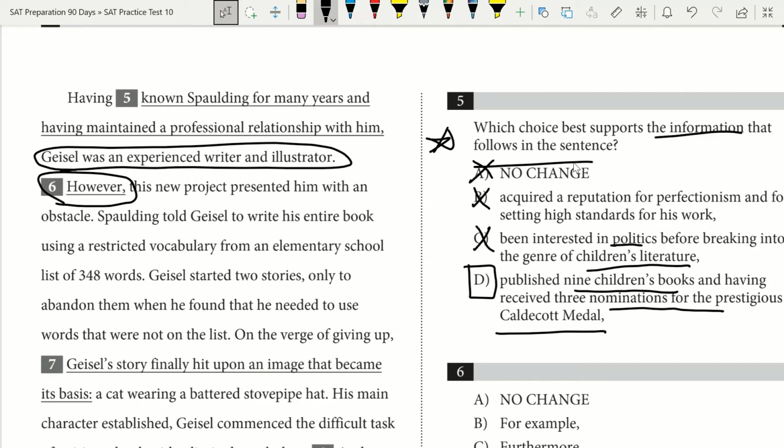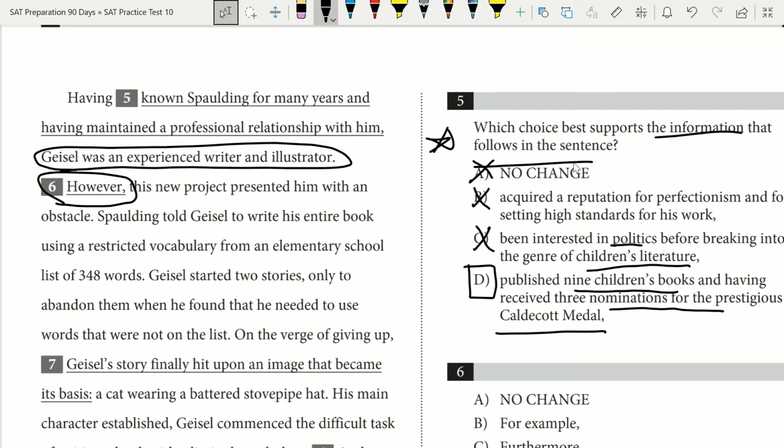That's always going to indicate to me I'm looking to transition between the previous sentence and the new sentence. Now, if I have that as my first sentence in a paragraph, for example, let's say that however with a comma was there, then I'm looking to transition from my previous paragraph to my new paragraph. In this case, I'm linking the previous sentence to the next sentence. So my previous sentence is talking about Geisel's experience as a writer and illustrator.